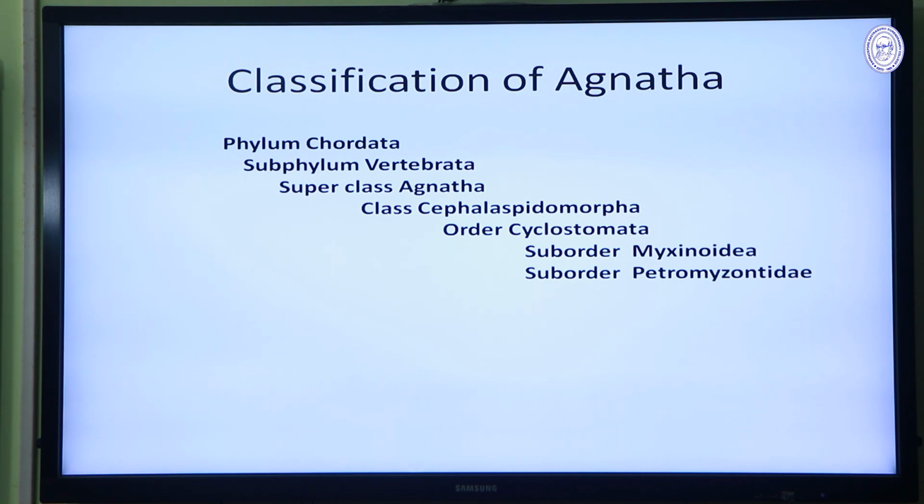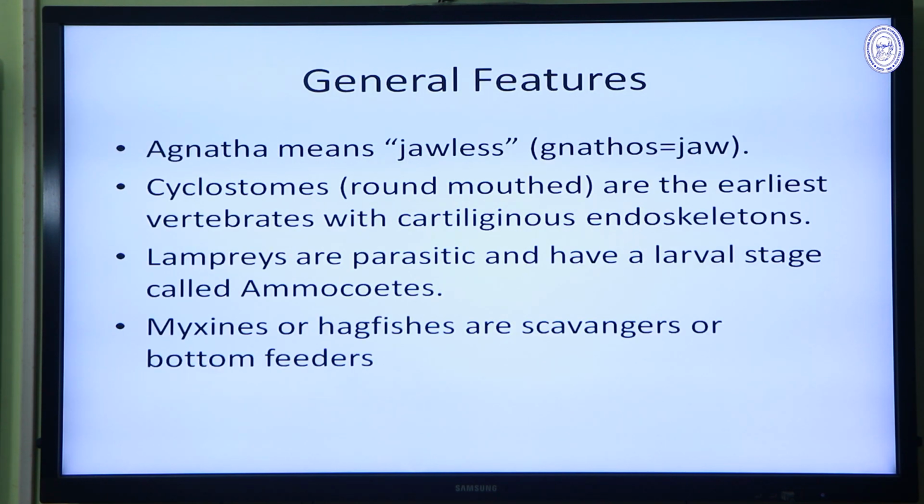Under order Cyclostomata there are 2 suborders, one is Myxinoidea, another is Petromyzontidae. As I have already told, there are mainly 2 types of animals in this group. One is Petromyzontidae, called Petromyzon or lampreys. They are voracious parasites and can attack very large animals and suck their flesh and blood. They have a larval stage called Ammocetes. Another is Myxinoidea, which contains the myxines or the hagfishes. They are scavengers; they feed on dead bodies.